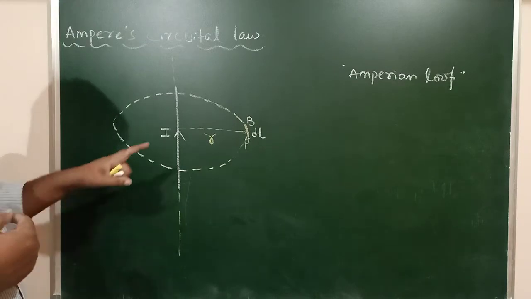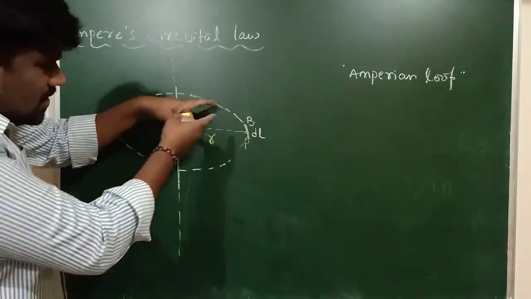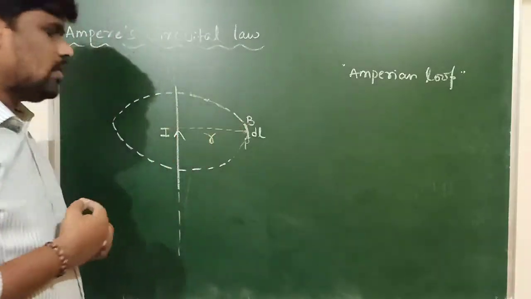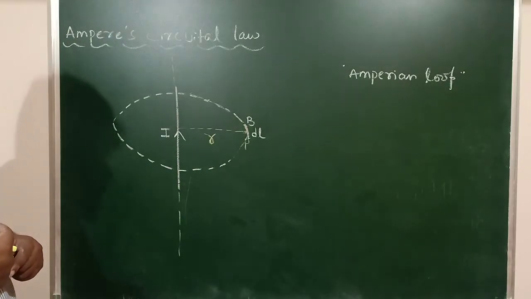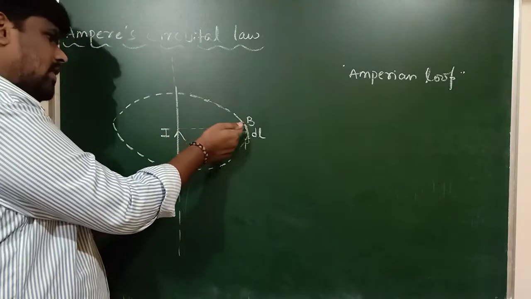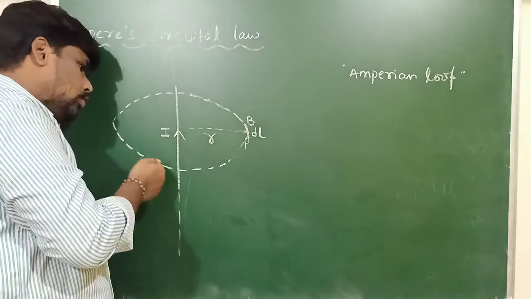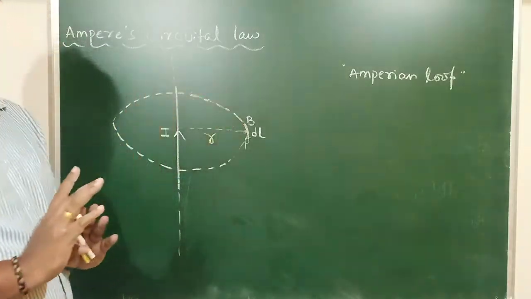B will be the field, because whatever parts you consider, all parts are at what? The same distance from the current carrying conductor. Therefore, everywhere on this loop, the magnetic field will be constant.